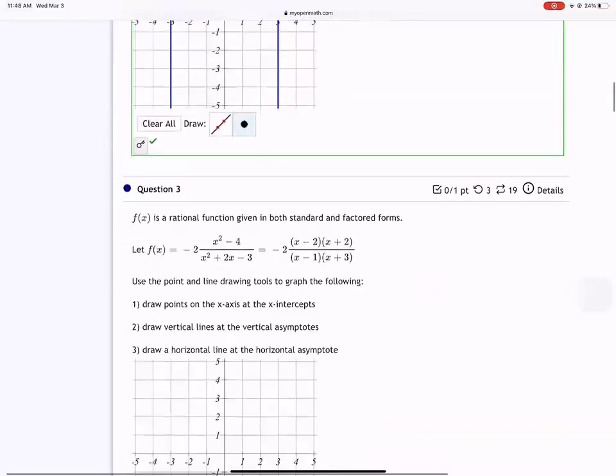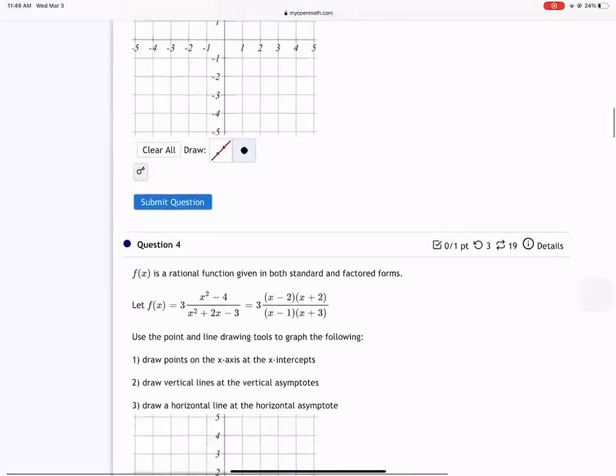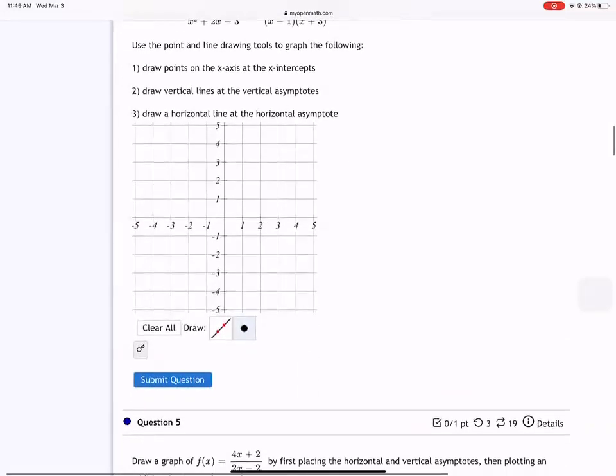Okay, winner, chicken dinner. And you're going to do this for the next couple of questions. Just follow what those rules are saying. First, find the x-intercepts, then find the vertical asymptotes, then the horizontal asymptotes, and then you have your framework for the graph. This assignment here is not going to ask you to graph the rest of the graph, but you come up with that framework, and that's the hardest part, I think.